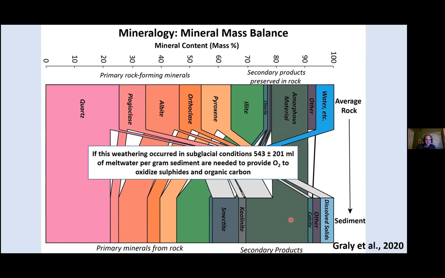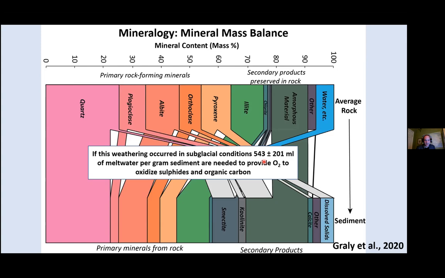So I calculated that this would be about 5 meters of melt, at a centimeter a year, per gram of sediment, to do all this much weathering through oxidation of the carbon and sulfur in the rock. So this would be a system where water flushes through at massively higher rates, thousands of times higher than sediment is flushed out of the system. So this sediment has been around for a very long time, if these assumptions are right.